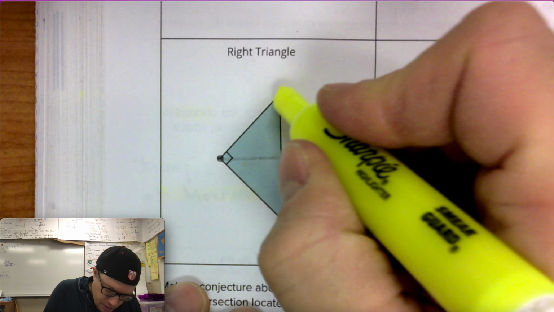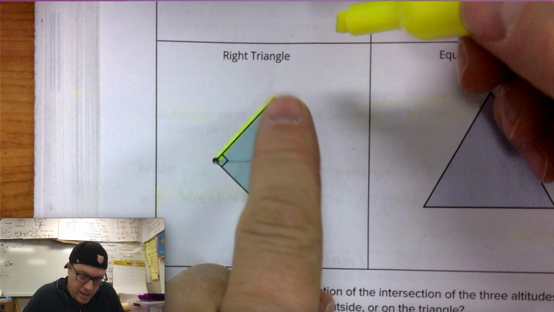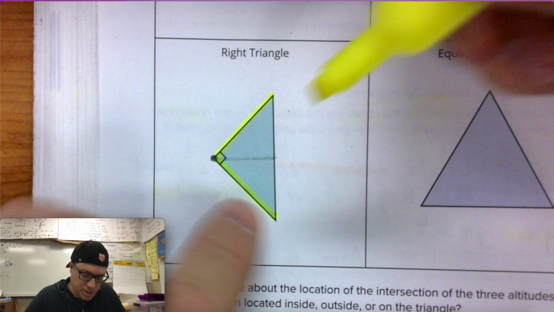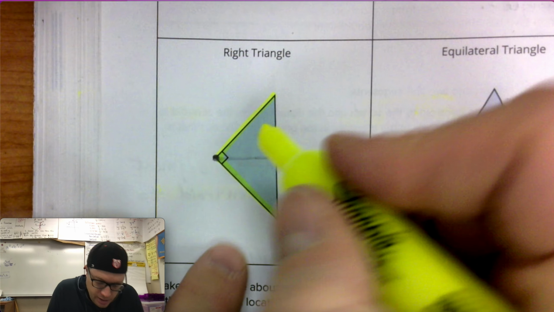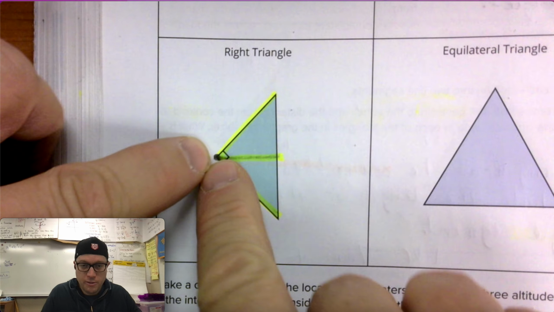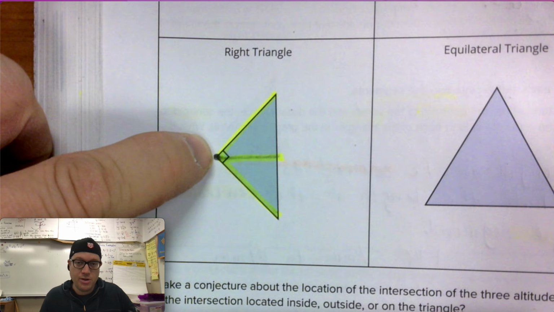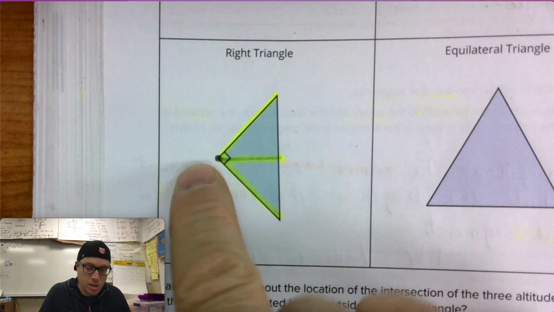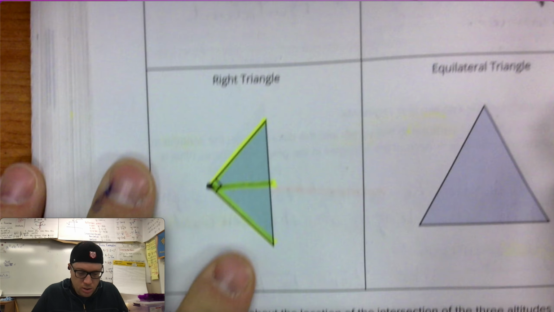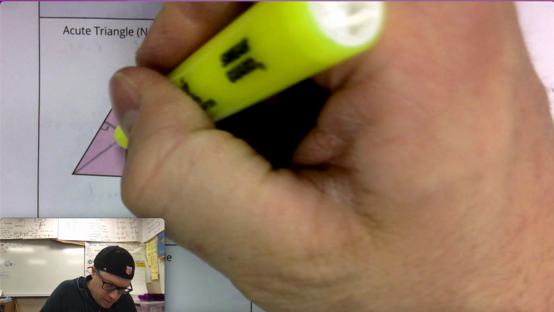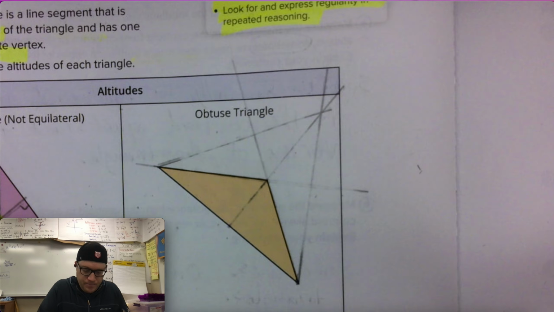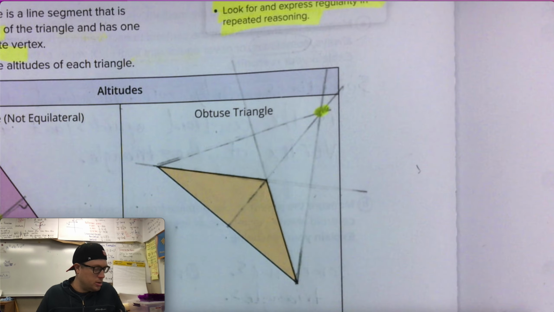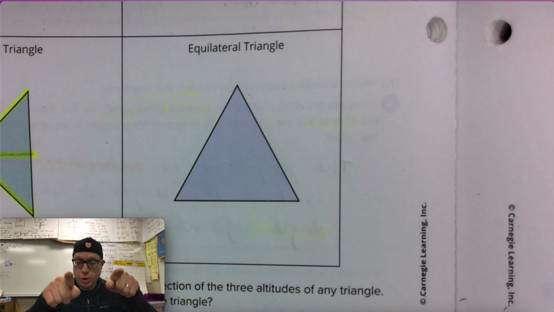Because this is an altitude for that angle, this is an altitude for that angle, and then this is an altitude for that angle. So all three angles have their altitudes drawn. It's just that they meet on the corner of the triangle. Orthocenter. Orthocenter. I'll let you do equilateral triangle. You do this one. You do it.